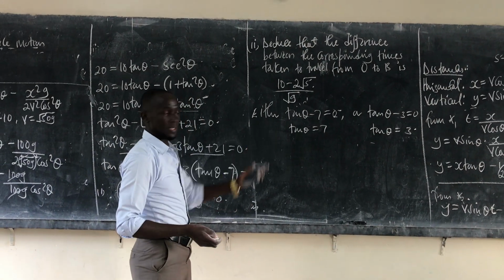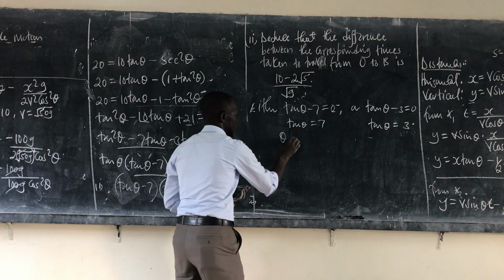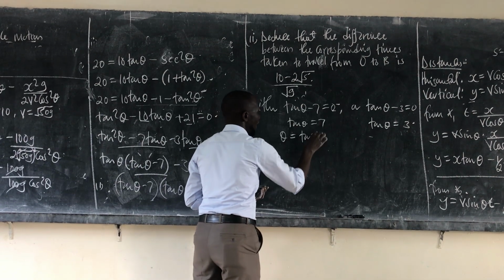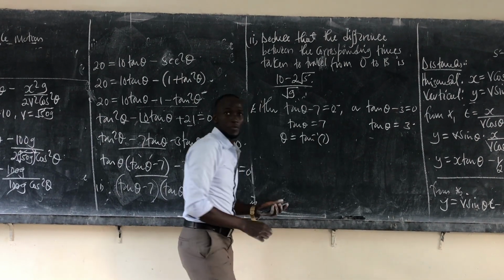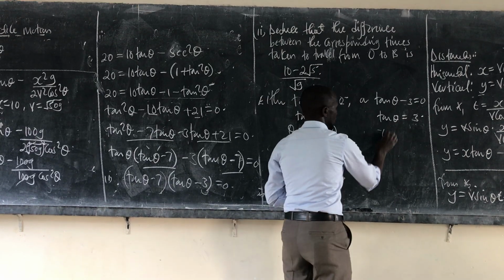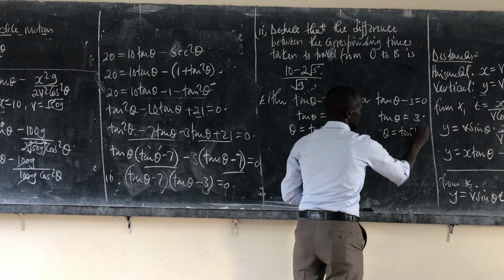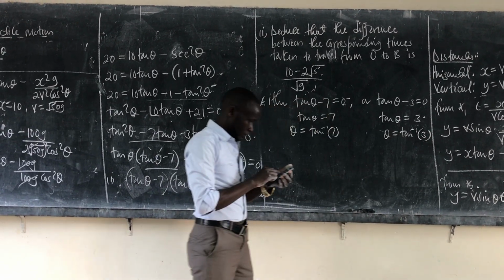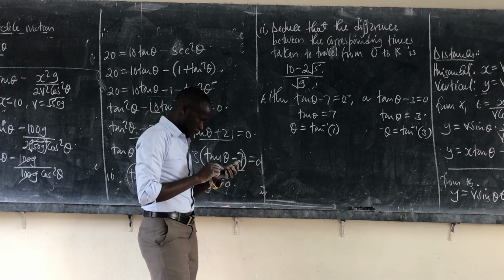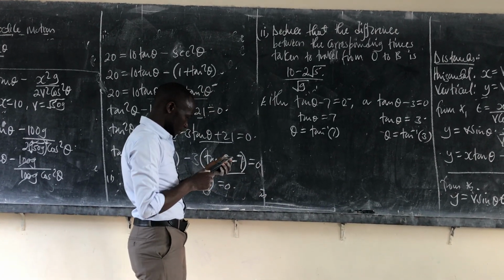When you look at this, we are now getting the value of theta. Getting the arctan of 7, we get the value of theta here. Then look at the arctan of 3, and the arctan of 7.